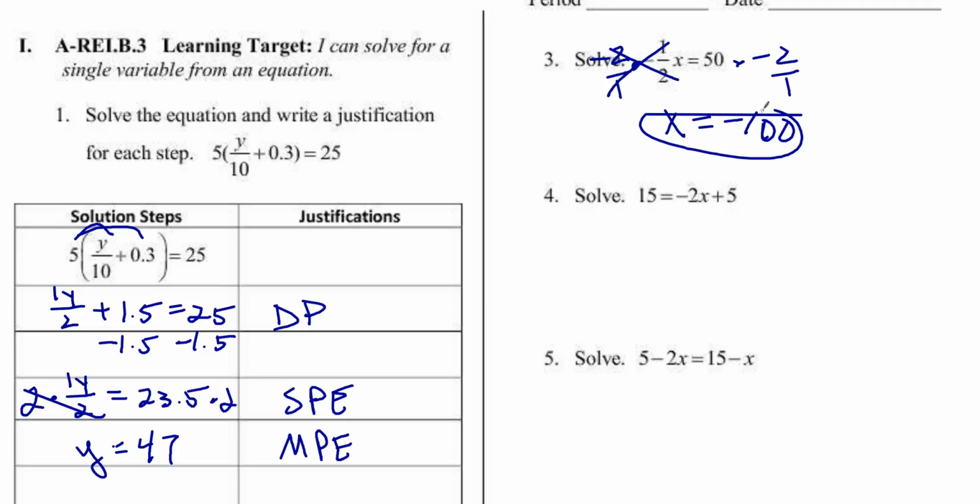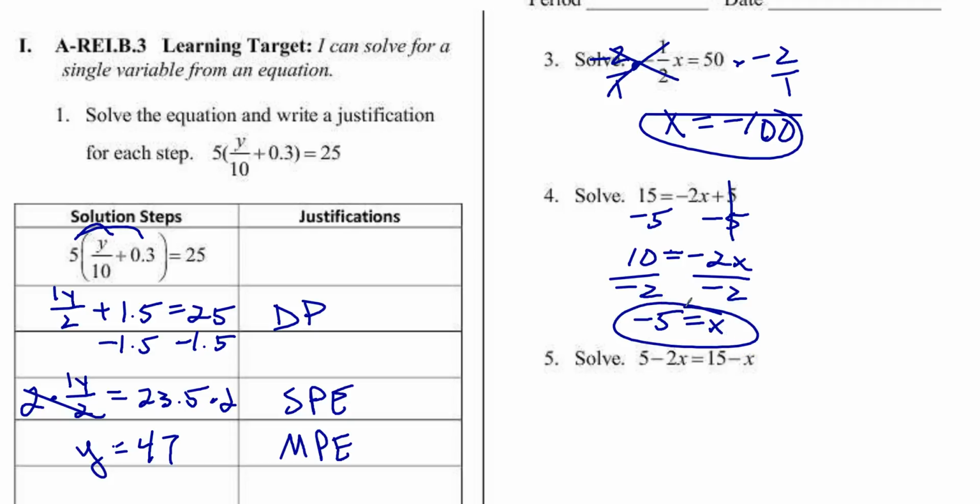Number 4. Start by subtracting 5 to both sides. I'm going to get 10 equals negative 2x. Divide both sides by negative 2. Negative 5 is equal to x.